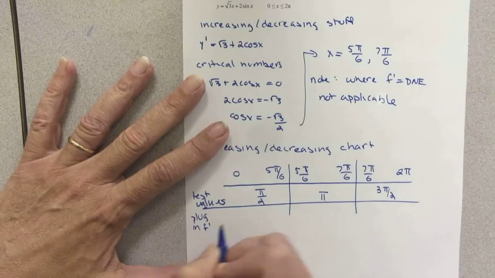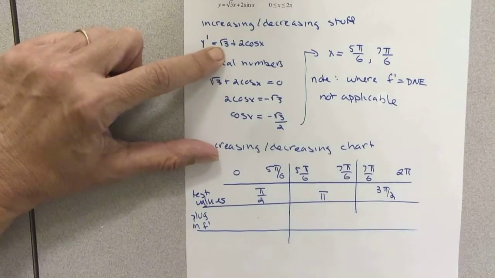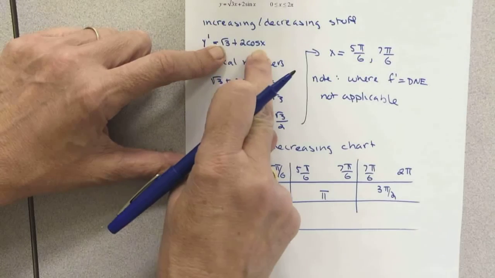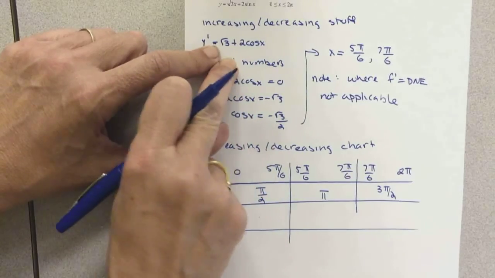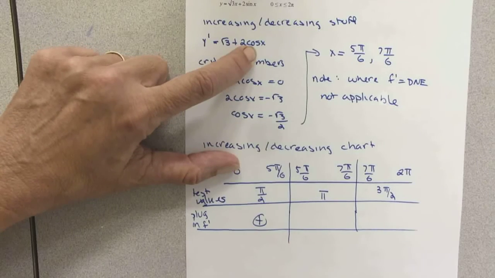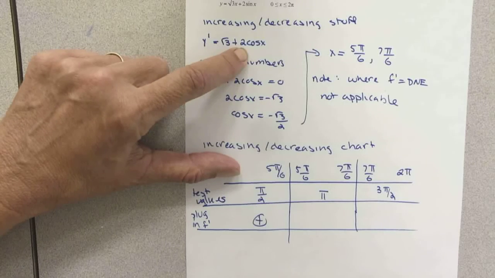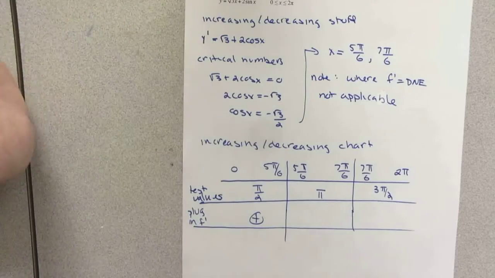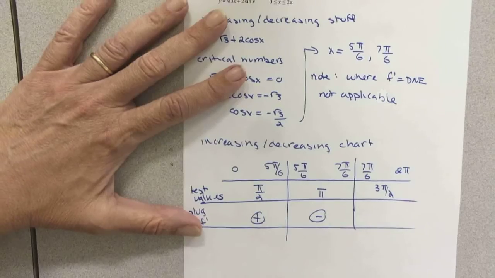Then I'm going to plug into the derivative. So the derivative's right here. If I plug pi over 2 in there, cosine of pi over 2 is 0. 2 times 0 is 0. So I get 0 plus the square root of 3. That's going to be positive. Plug in pi there. Cosine of pi is -1. -1 times 2 is -2. Square root of 3 minus 2, I don't know exactly what it is, but square root of 3 is like 1.7. So square root of 3 minus 2, that's going to be negative.